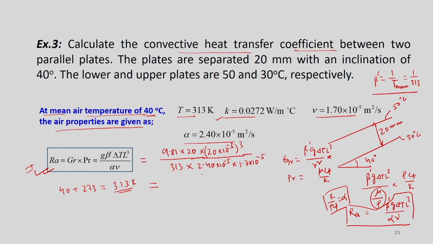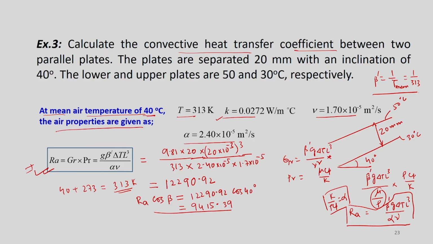If we do the calculation, this Ra will be 12290.92. Then we calculate Ra cos beta, where beta is 40 degrees. It will come to a value of 9415.39.